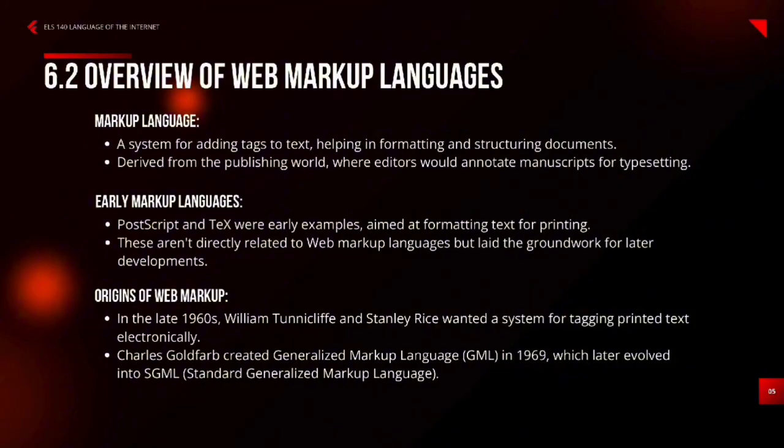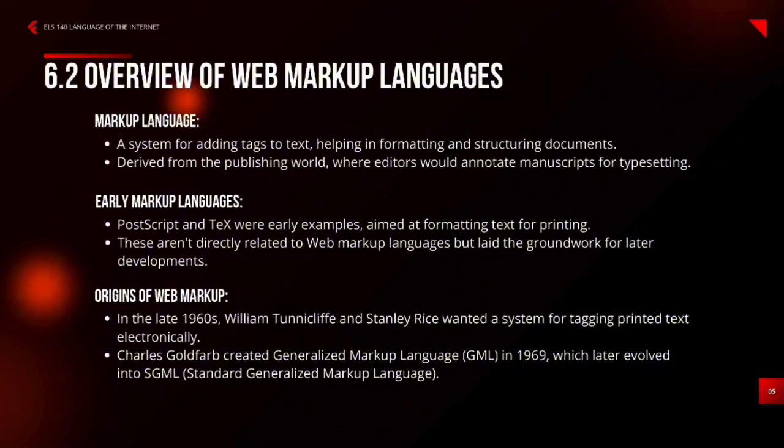Early markup languages. Before the web, people needed systems to format printed documents. PostScript and TeX were two early markup languages used for typesetting books and research papers. These weren't for the web, but they introduced the idea of using special codes to control text appearance.